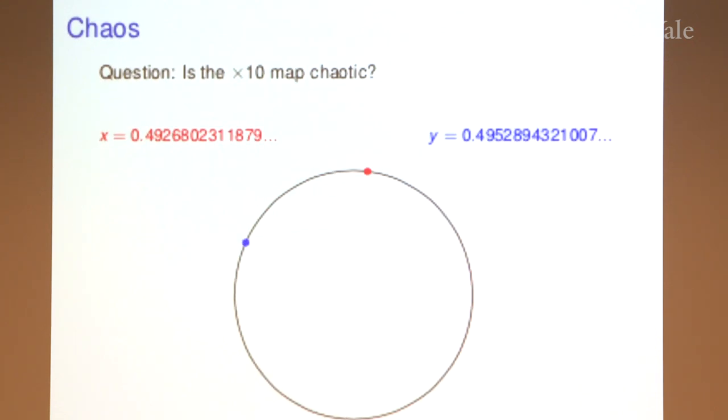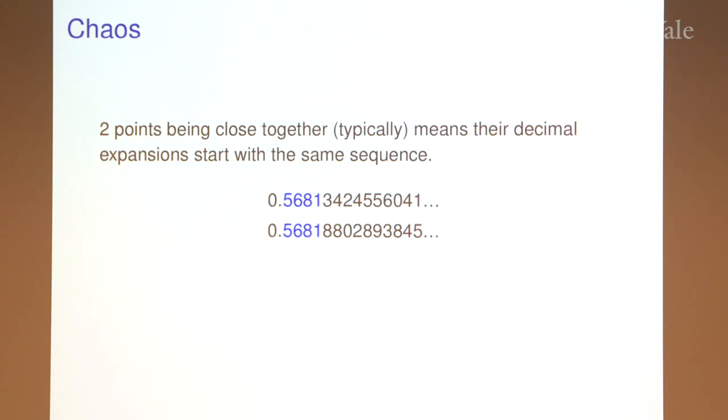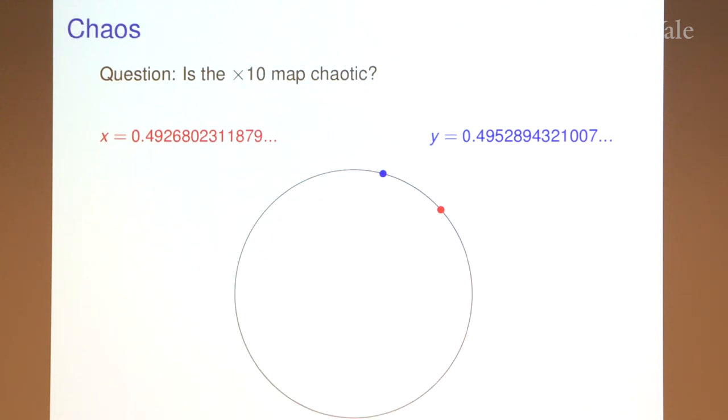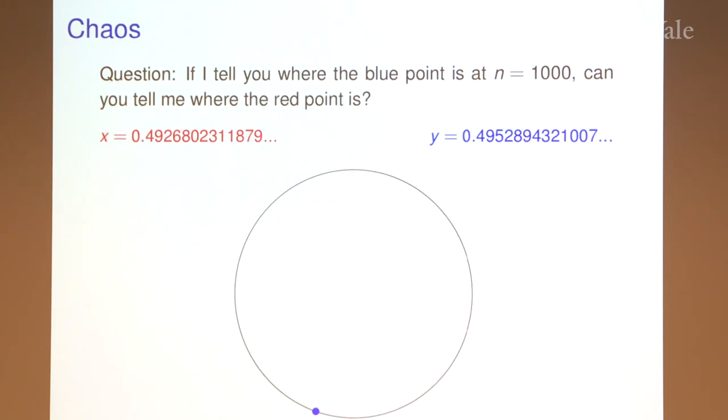And it's just sort of doing random stuff, right? OK. So if I told you that at 1,000 steps in the future of applying the times 10 map, this is where the blue dot is, can you tell me where the red dot is? No. Just by looking at what it was doing, it's not clear at all where the red point should be, right? It could be close. It could be far. They were moving together and apart and together and apart. I don't know.